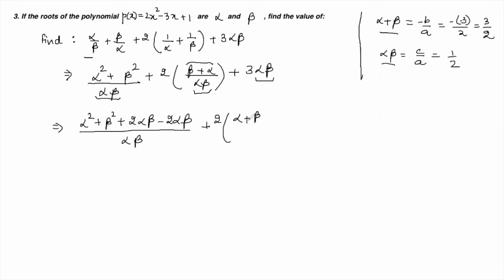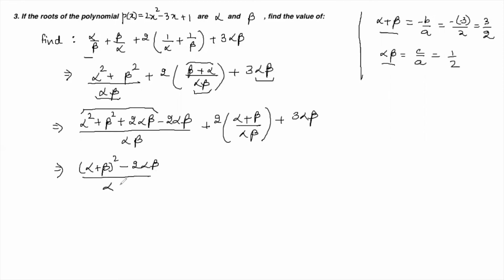It would be 3 alpha beta, or I can put it this way. See, this is an identity. So I can write it as alpha plus beta whole square minus 2 alpha beta upon alpha beta, plus 2 times alpha plus beta upon alpha beta, and plus 3 alpha beta.